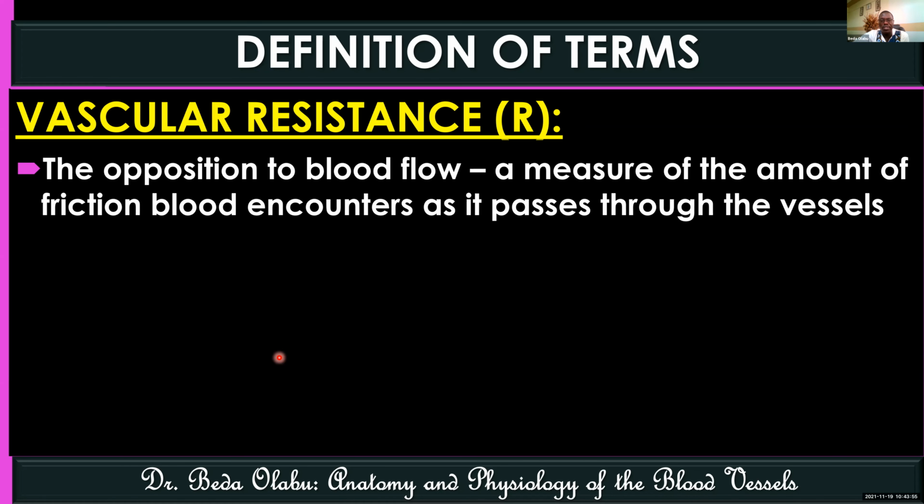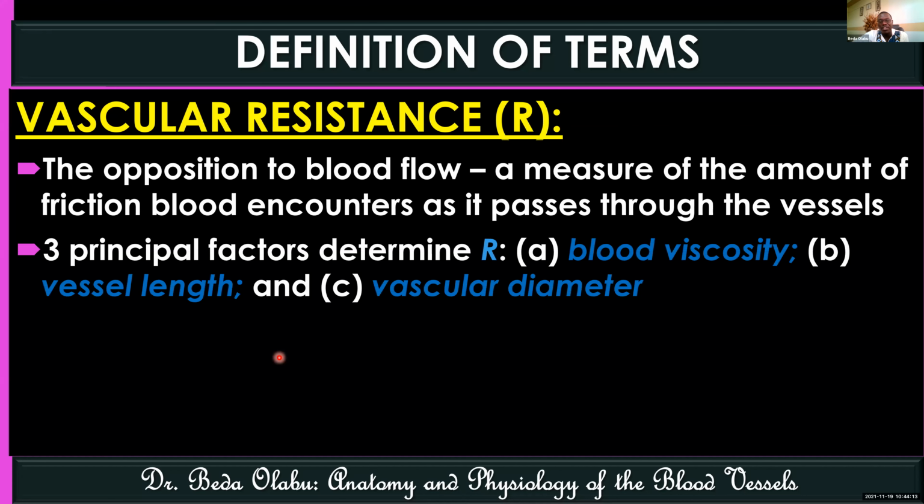The things that oppose the flow of blood. Basically, it is a measure of the amount of friction that blood encounters as it goes through blood vessels. This resistance is determined by three major factors. One of them is the viscosity of blood. If the blood is very thick, the resistance will be high. And so the pressure will be high.